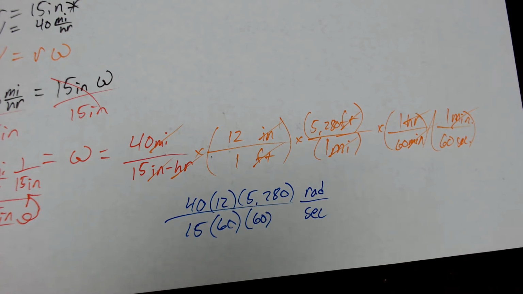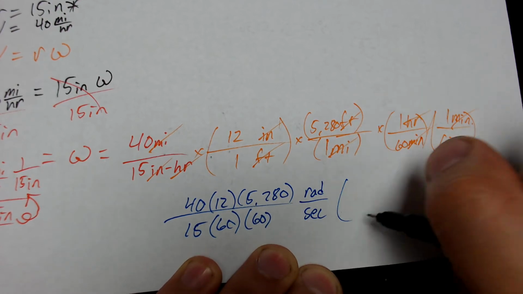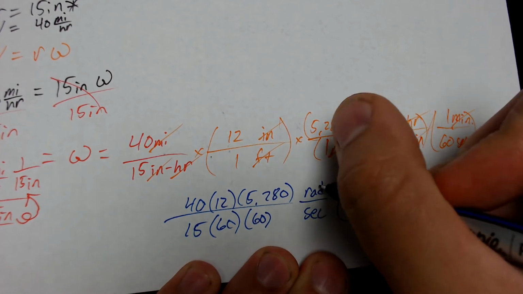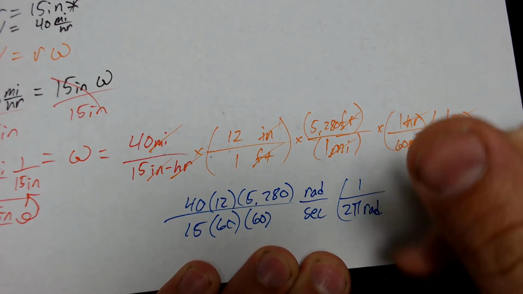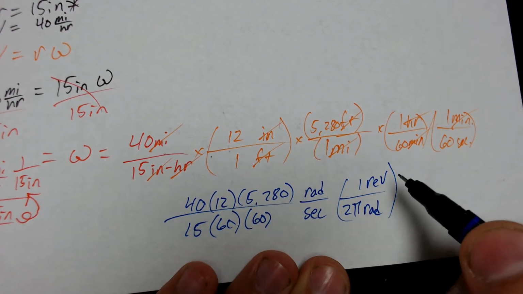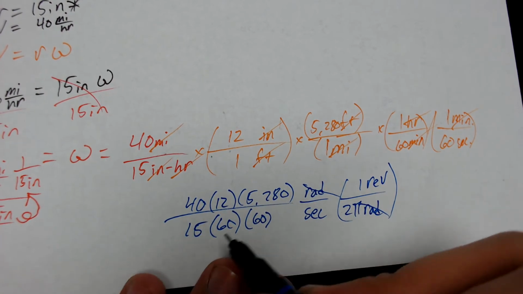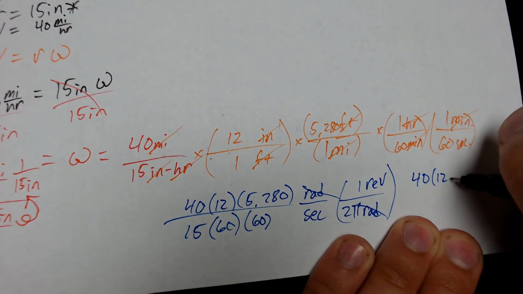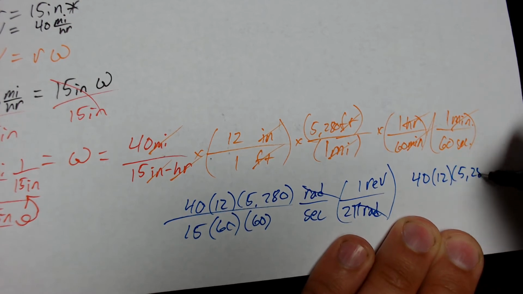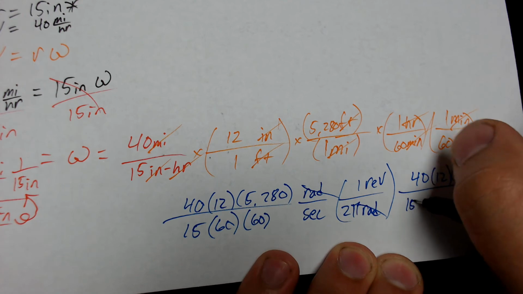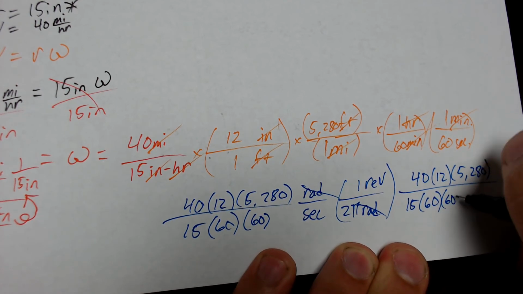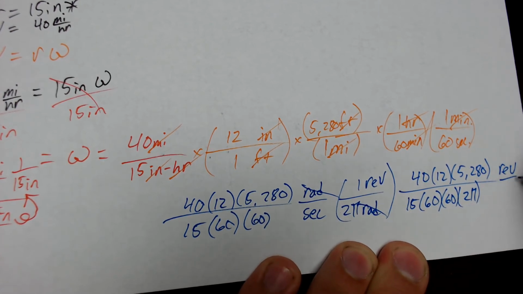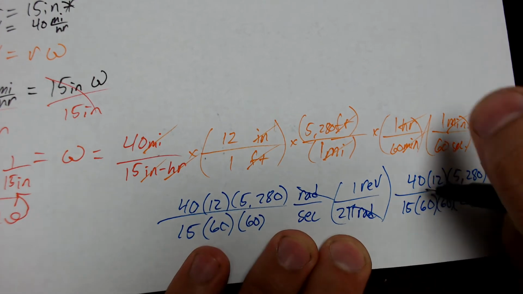Now the last thing I need to do is convert the radians to revolutions. So we'll go ahead and multiply this by our unit multiplier of, if radians is on top, it goes to the bottom. So 2 pi radians in 1 revolution, or 360 degrees. Radians cancels. And then I now have 40 times 12 times 5,280 over 15 times 60 times 60 times 2 pi from here. And that is now in revolutions per second, which is exactly what the problem wanted.